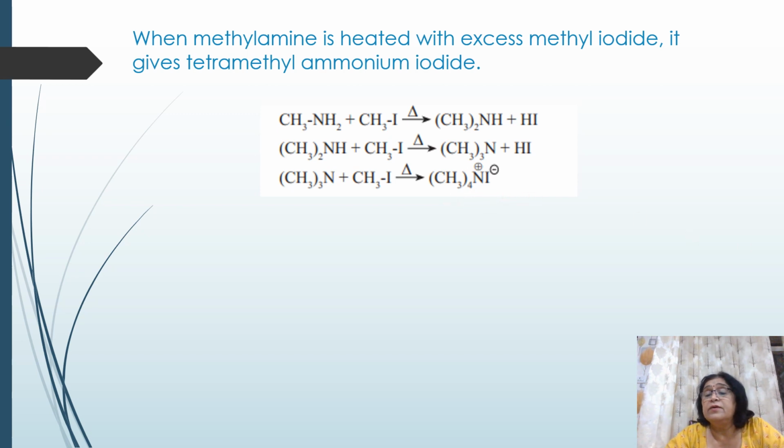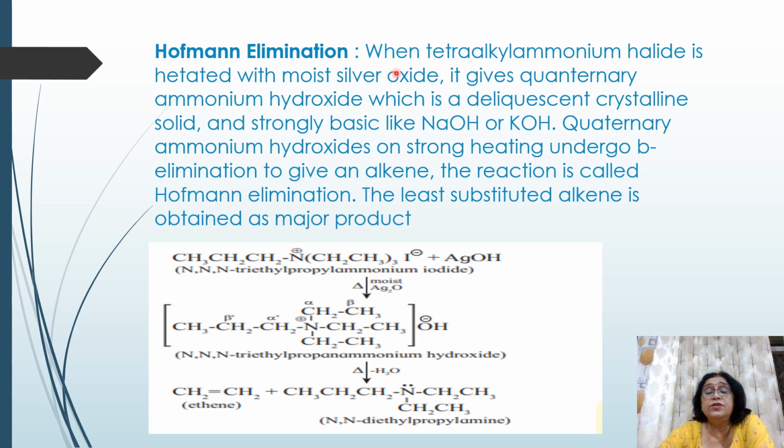Okay. So Hoffmann elimination reaction. In this, when tetraalkyl ammonium halide or tetraalkyl ammonium iodide is heated with silver hydroxide, that means moist silver oxide, it gives you the quaternary ammonium hydroxide, which is a deliquescent crystalline solid, strongly basic like sodium hydroxide or KOH. This quaternary ammonium hydroxide, on strongly heating, what happens? The ethene is formed and N,N-diethyl propylamine is formed.